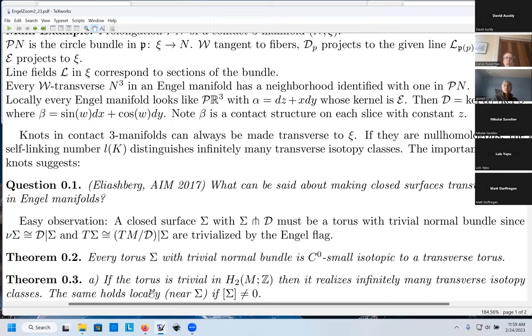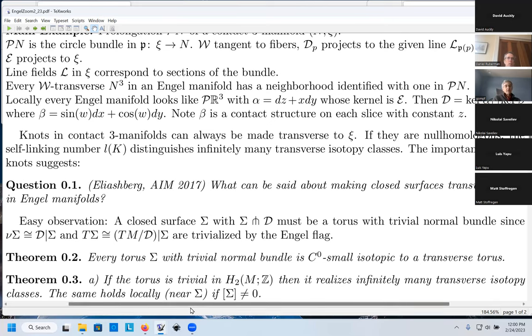So now I want to talk about part B of the theorem, which has no analog in dimension three. It's a very different sort of thing. And for that, we could ask, suppose our equivalence relation is no longer transverse isotopy, but transverse homotopy. That is, we're asking if there is a regular homotopy between our two tori that is through immersed transverse tori. And so if we ask the same question for knots in contact three manifolds, there's nothing interesting there because homotopy implies transverse homotopy.